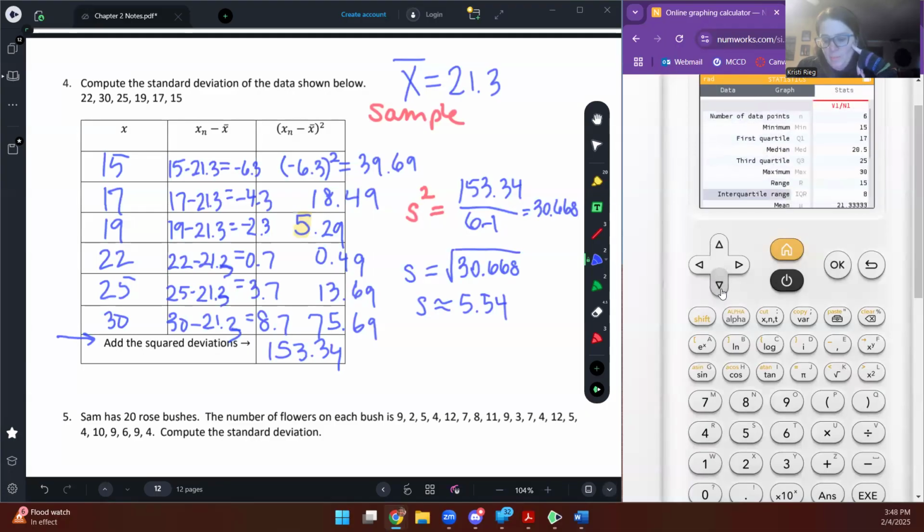And then I go down and there are 2 different places. Right here, standard deviation, and right here, standard deviation. Remember, we're looking for S. So this one is sigma. That's not what I'm looking for. I'm looking for the sample standard deviation, which is S. And there is the exact answer that we just calculated, 5.537, blah, blah, blah, 5.54.